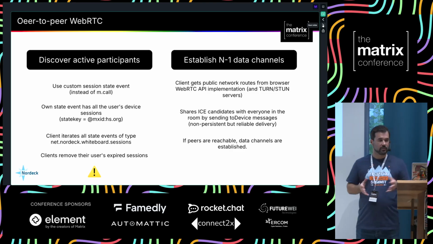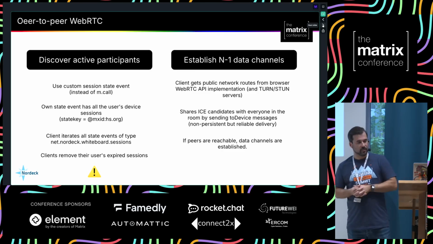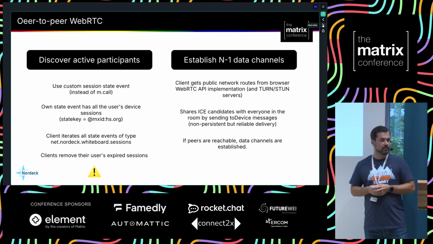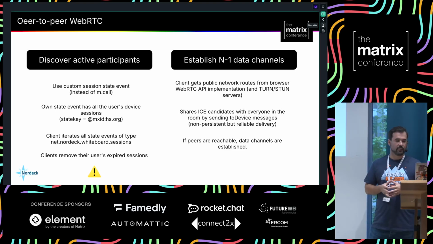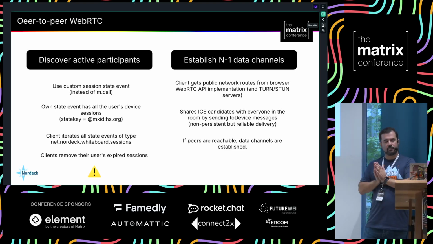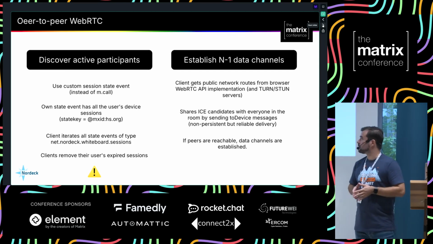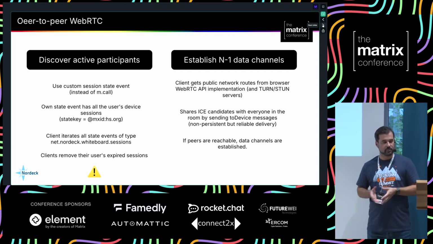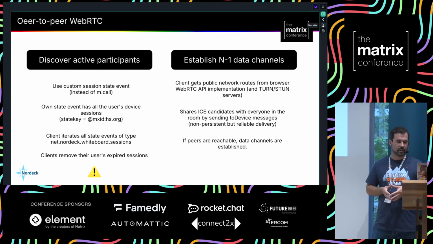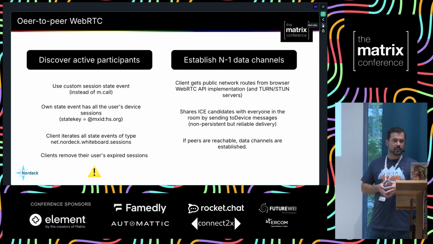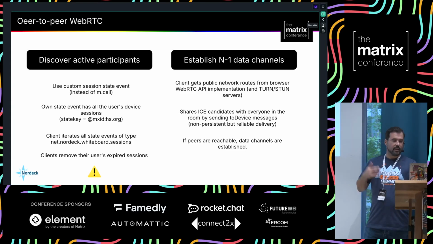And the process here is also a bit complicated. You have to get through the WebRTC API the routing information for these peers and hope that you can connect to them. We were distributing these candidates with to-device messages because they're non-persistent, but also have reliable delivery. As the peers were establishing these connections, some were reachable, some were not.